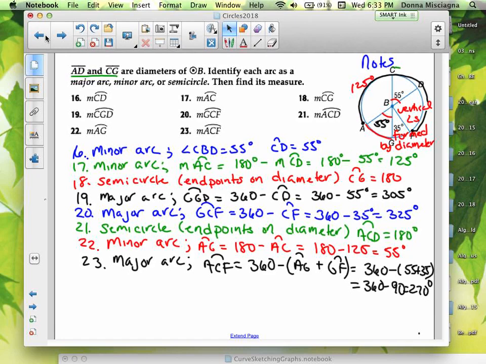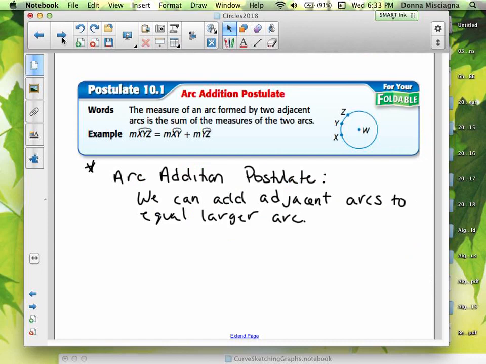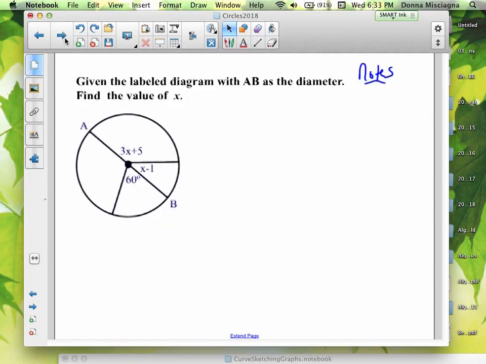We subtracted the arcs a whole lot. That may be the only place where we added the arcs. But you can always add two adjacent arcs to equal the whole thing. All right, so let's solve these two. And this one's in your notes. Given the labeled diagram with AB as the diameter, find the value of x.